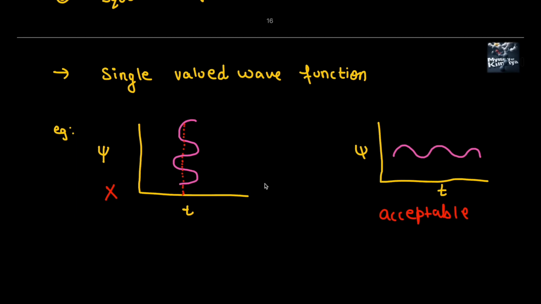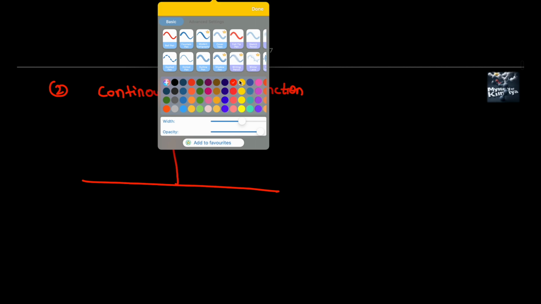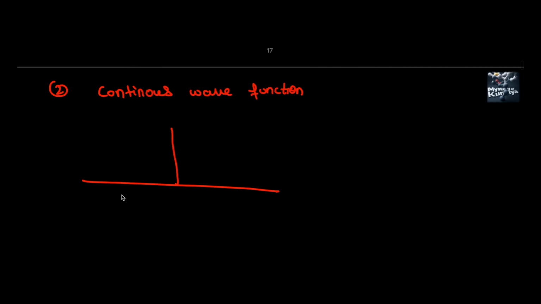The next is it should be a continuous wave function. It means it should not be discontinuous. What does it mean? Let's suppose, for example, the path followed by the electron, or the wave function, looks like this. Let's suppose one of the wave functions is this; this is the value 0, and this is the negative side, and this is, let's say, the positive side.